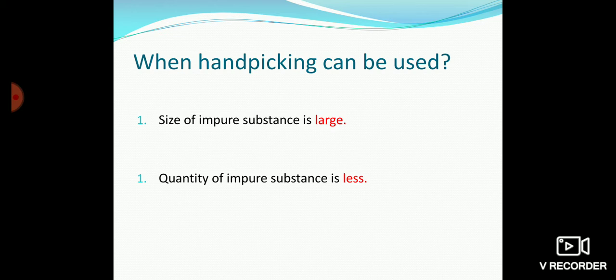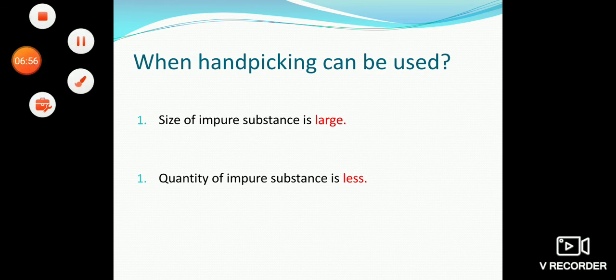And the second one is that the quantity of impure substance is less. Then only we can use the handpicking method. Are you getting this?